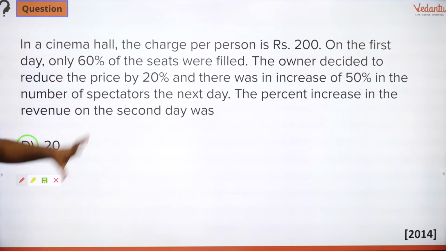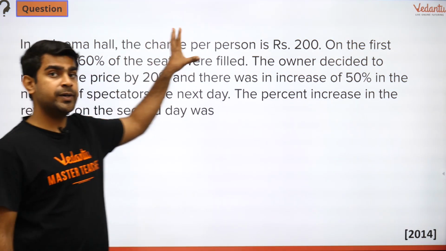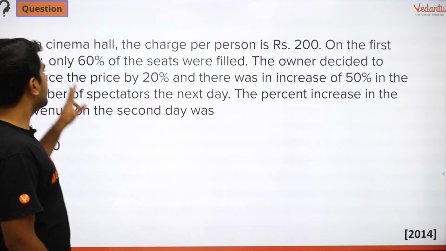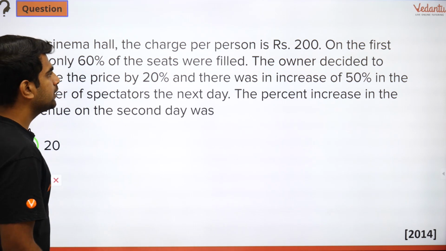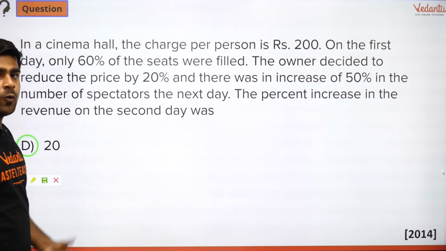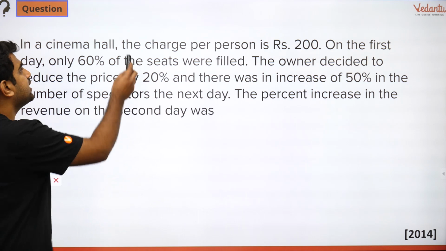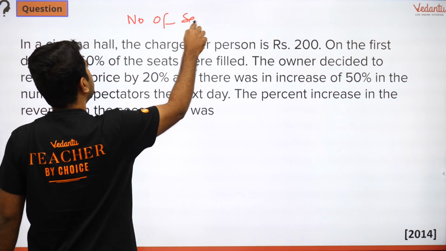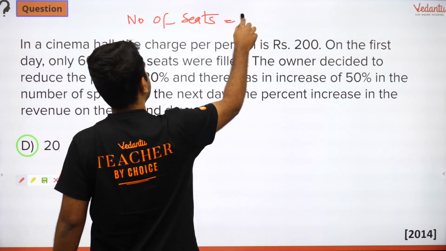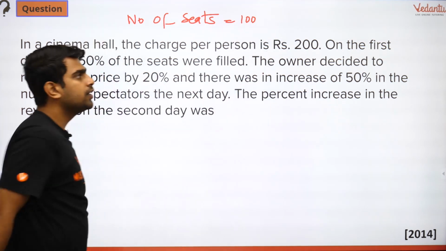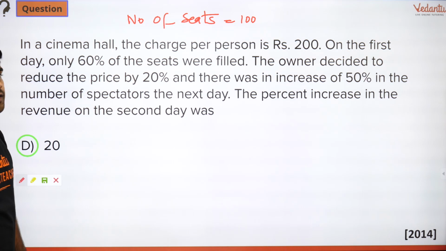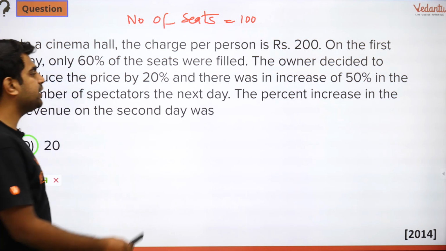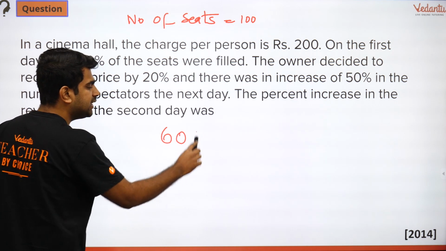So what is the first thing? The first thing is the charge per person. That is, the ticket is going to be 200. Now, let's say on the first day, 60% of the seats were filled. What I do with these kinds of questions is, let's say that the number of seats were 100. That means on the first day, 60 people came.